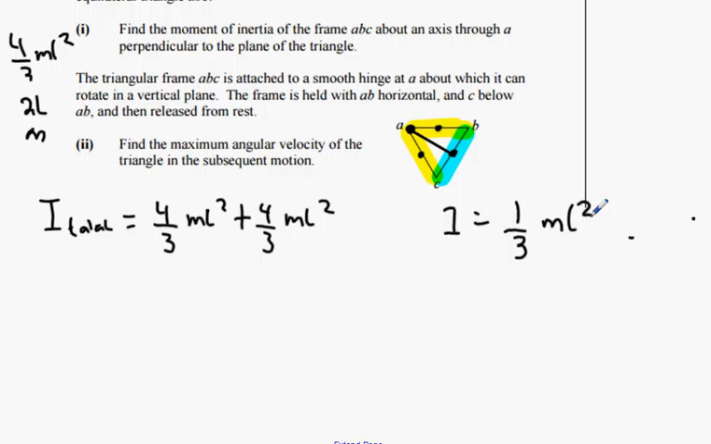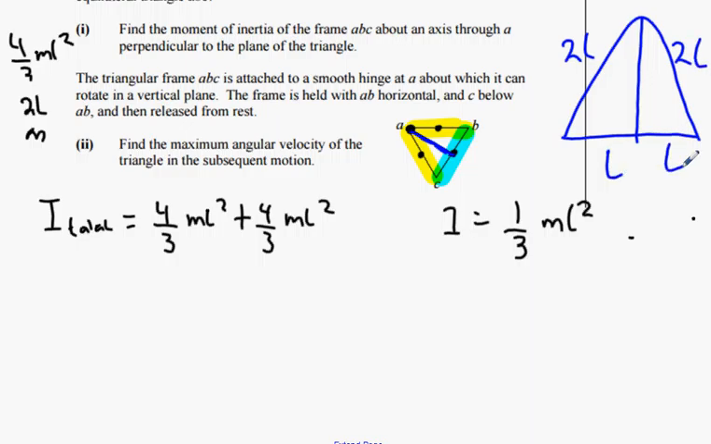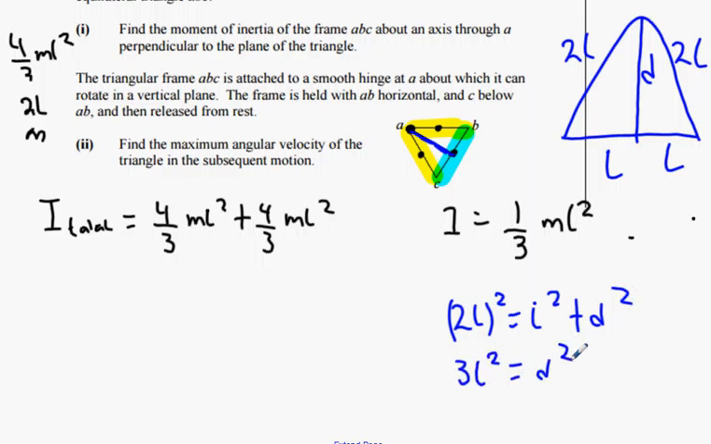Now the next thing we need to do is find the length of that blue line. Just because it's an equilateral triangle, we can say that that's 2L, that's 2L, that's L, that's L. We call that distance D. We're going to find D using Pythagoras' theorem: 2L squared equals L squared plus D squared, so 3L squared equals D squared. D equals √3 L. Please remember that, it's going to become very important.